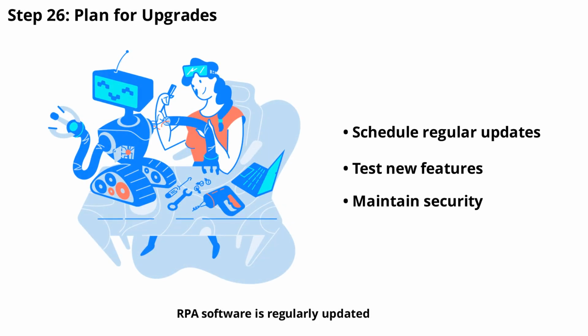RPA software is regularly updated with new features and security patches. Plan for regular upgrades to keep your system secure and take advantage of the latest improvements. Work with your vendor to schedule updates and test new versions before deploying them across your business.